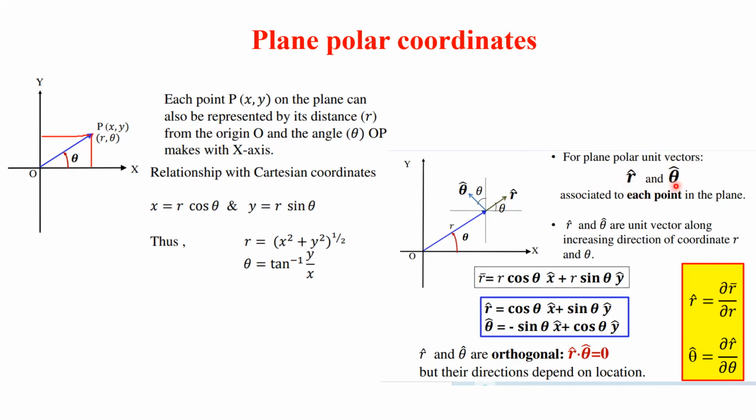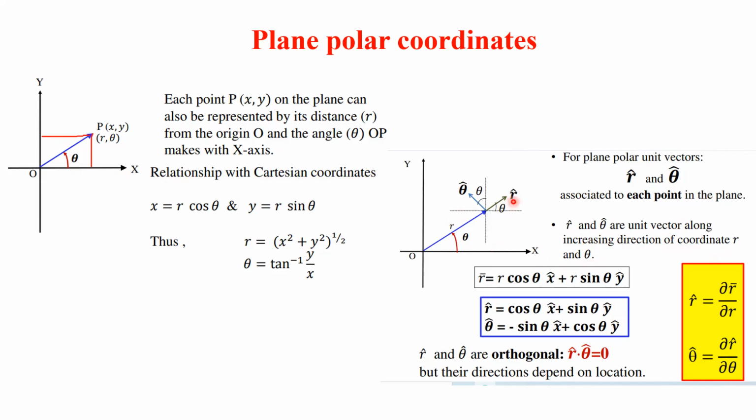And this r cap and theta cap keep on changing their direction depending on where the point is located on the plane. Unlike in the case of the xy plane in the Cartesian system, x cap is always pointing in this direction and y cap is always pointing upward, no matter where the point P is. Whether the point P is here or here or here, x cap is always towards the right and y cap is always upward. But in the present case, the unit vectors r cap and theta cap point in the increasing direction of the coordinates r and theta.